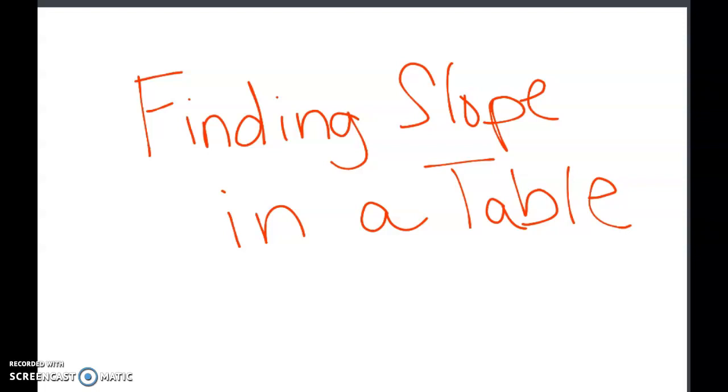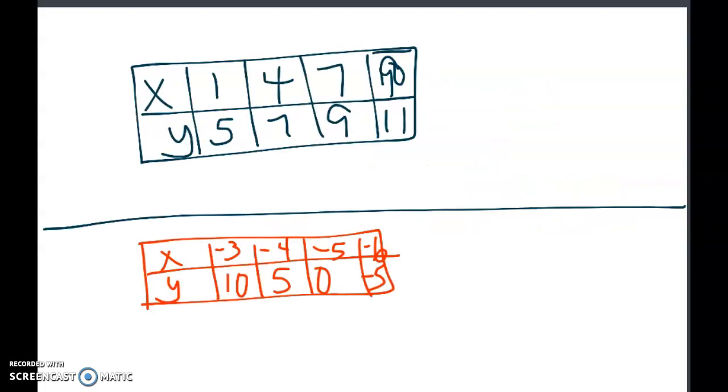Finding slope from a table. All right, so when you're trying to find the slope in a table, what you have to remember is that slope, or the slope ratio, is represented as the change in y over the change in x.